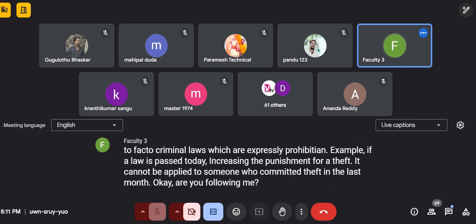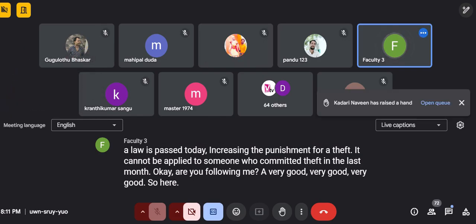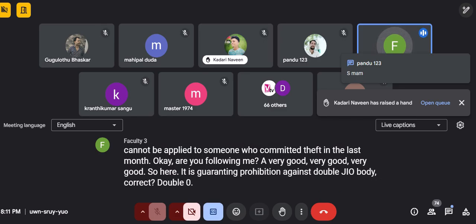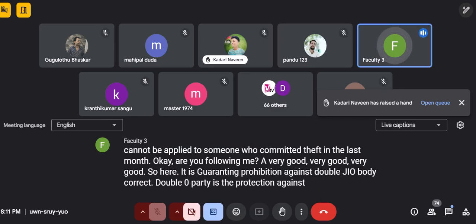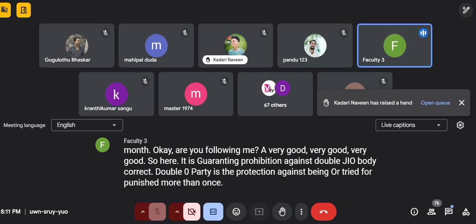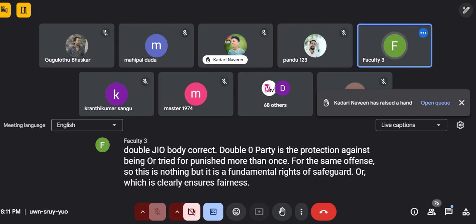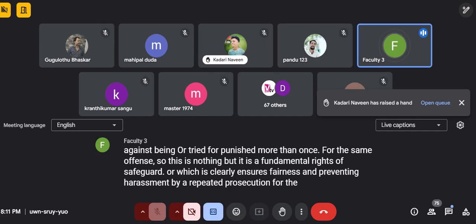Okay, are you following me? Very good. So here it is guaranteeing prohibition against double jeopardy. Double jeopardy is the protection against being tried or punished more than once for the same offense. It is a fundamental right and safeguard, which ensures fairness and prevents harassment by repeated prosecution for the same crime.